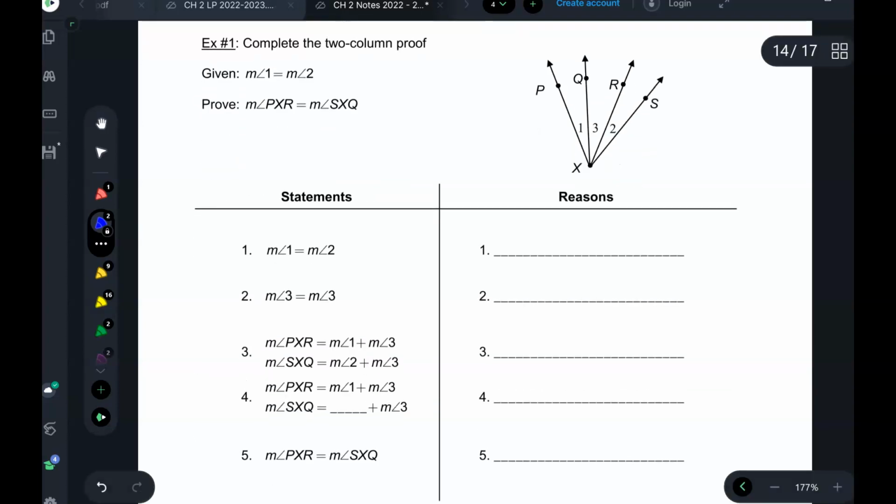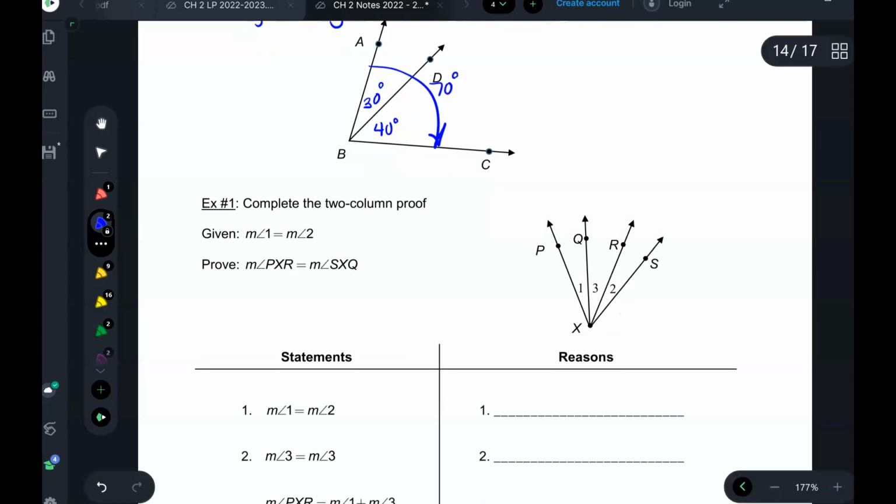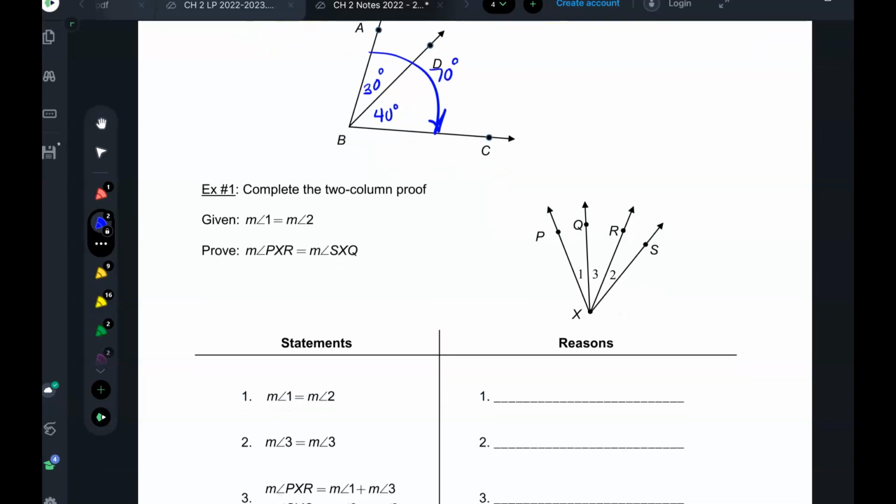Okay, we got a 2-column proof. Fortunately, all the statements are there for us. Now, if you have that paper. One's given. What's that, Evan? I just threw in some examples, right? If you have a 30-degree angle and a 40-degree angle, it's going to add up to 70 degrees. Good?